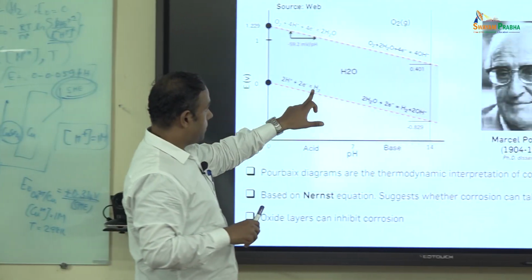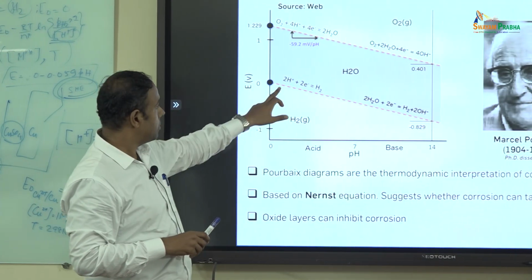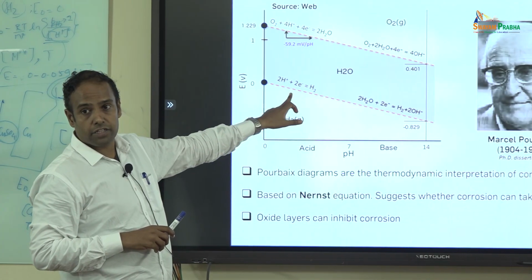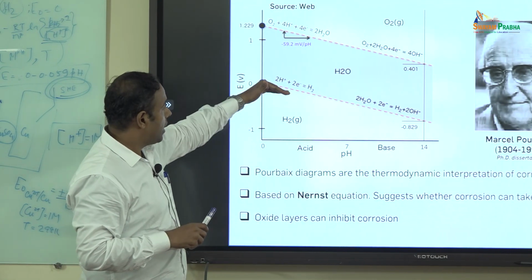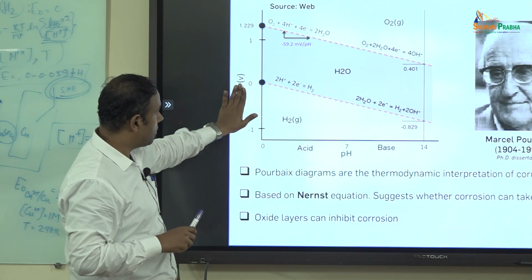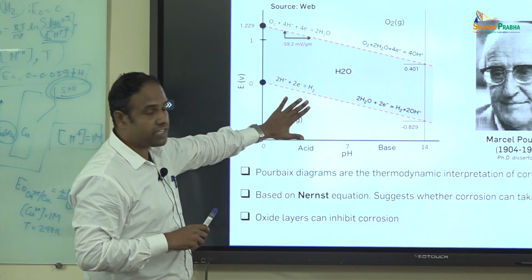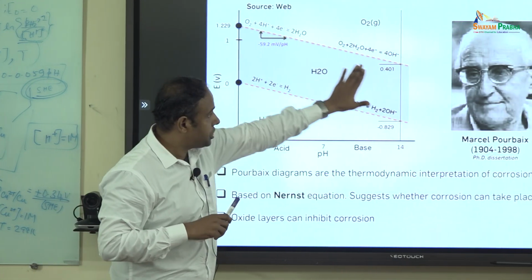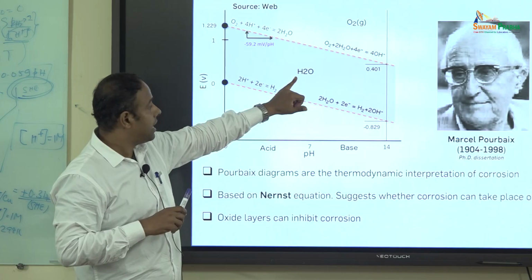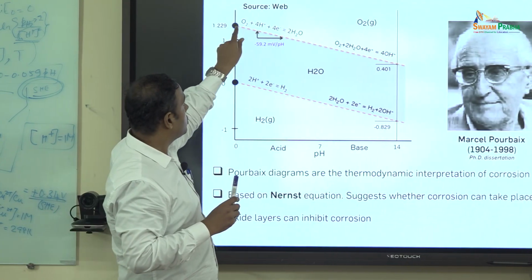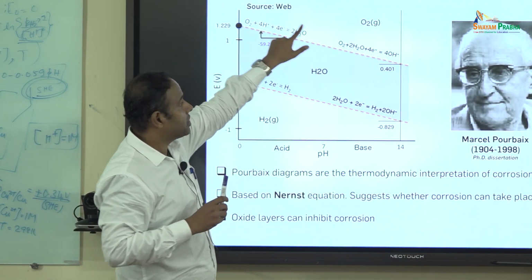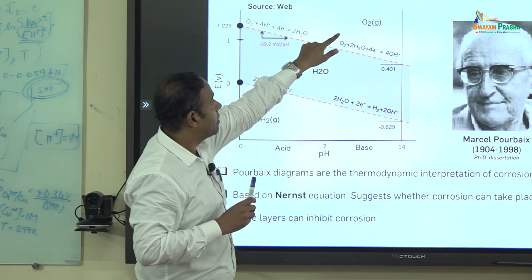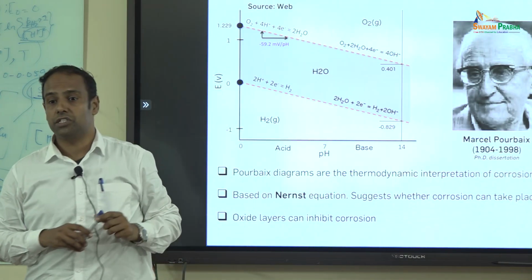What is this line? This corresponds to the reversible hydrogen line. So, anything below this in terms of potential or pH, water will be stable as hydrogen gas, and within the gray shaded region, water will be stable as the water molecule. Above this region, you will see the oxygen reduction line, the oxygen reversible line, where it is stable as oxygen gas.